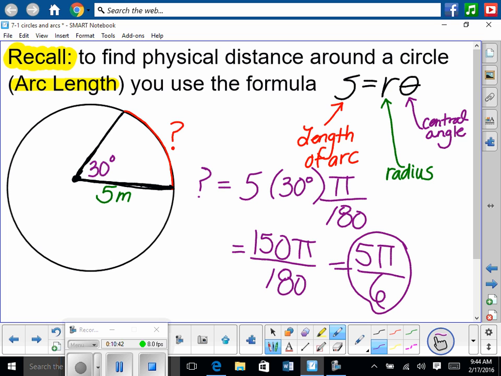Which, once again, if we were an engineer, we'd be like, what do you mean 5 pi over 6? I want the actual amount. So we'd say, okay, 5 times pi divided by 6. You're going to be going 2.6 miles if you wanted to be an engineer and go technical.